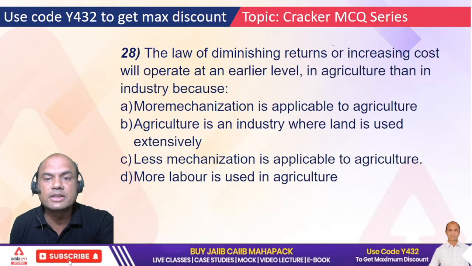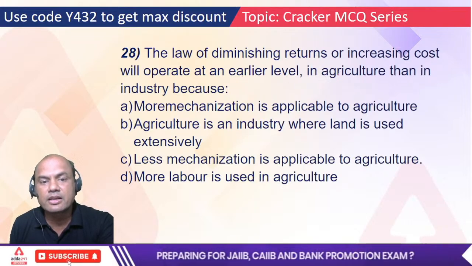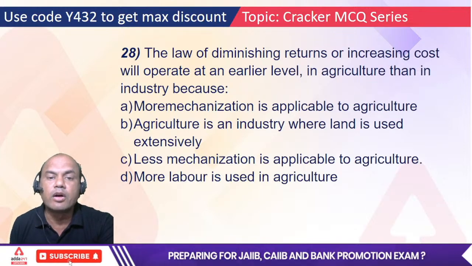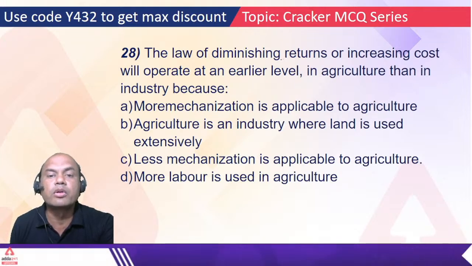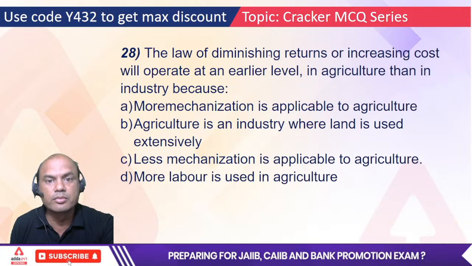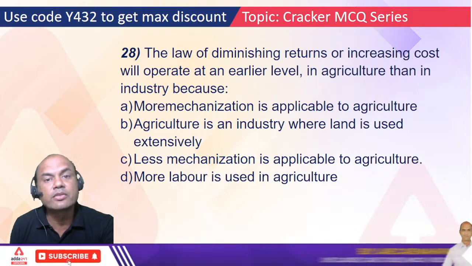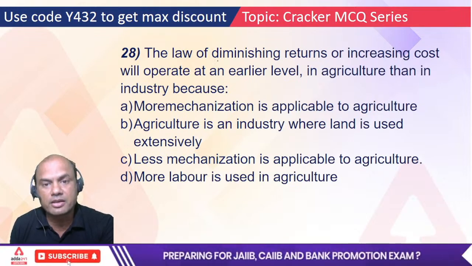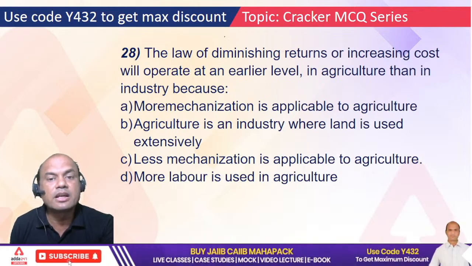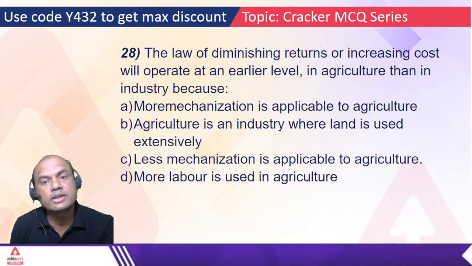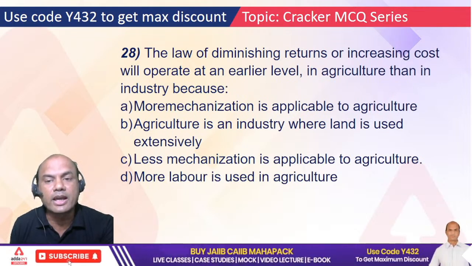Next, the law of diminishing returns or increasing cost will operate at an earlier level in agriculture than in industry. What is the law of diminishing returns? It states that the more you use some factor of production, the less return it will give in the future. It's like your bike or the car which you use: initially it will give a good average, but later on the average decreases, right? So that's diminishing returns.